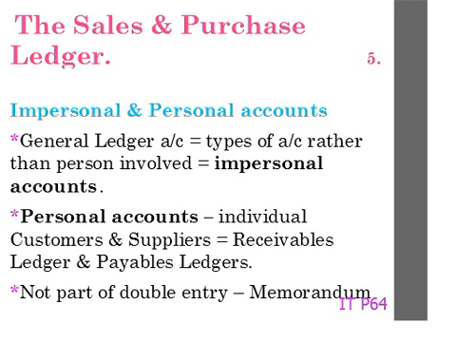5. General ledger accounts are accounts that relate to the type of transaction, rather than the person involved. That is why they are known as impersonal accounts. Personal accounts include details of individual customers and suppliers, which are in the receivables ledger and payables ledgers. They do not form part of the double entry system; they are memorandum accounts only.